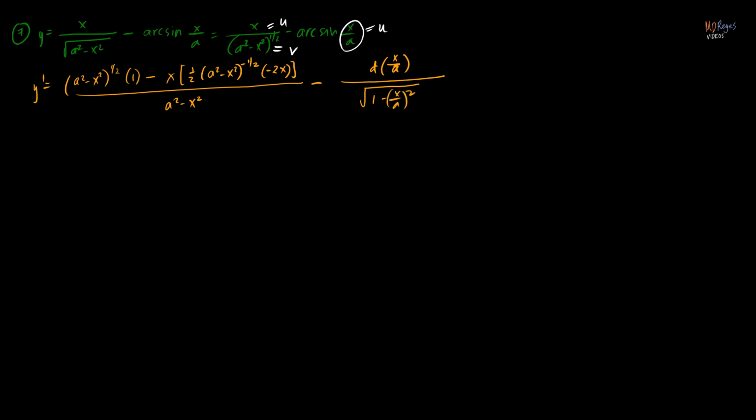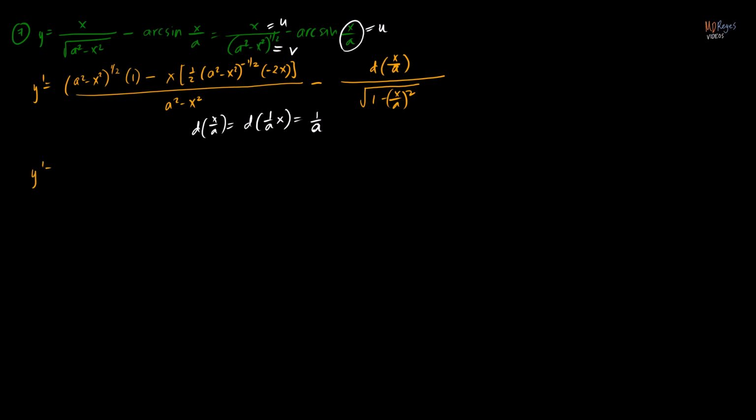Okay, so we'll just differentiate x over a with respect to x. So that is just 1 over a. This derivative of x over a, you can also write x over a as 1 over a times x. So a is a constant, so just copy 1 over a, and then the derivative of x with respect to x is 1. So the derivative of x over a is just 1 over a when simplified.